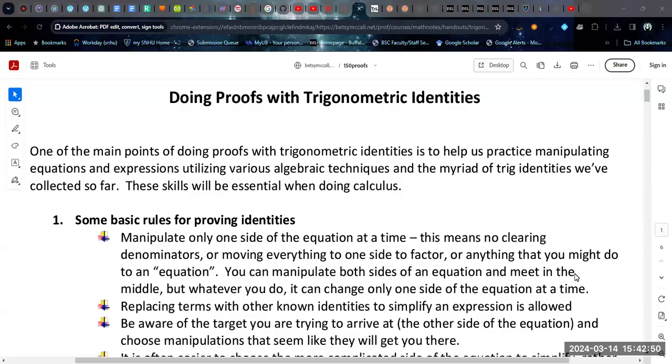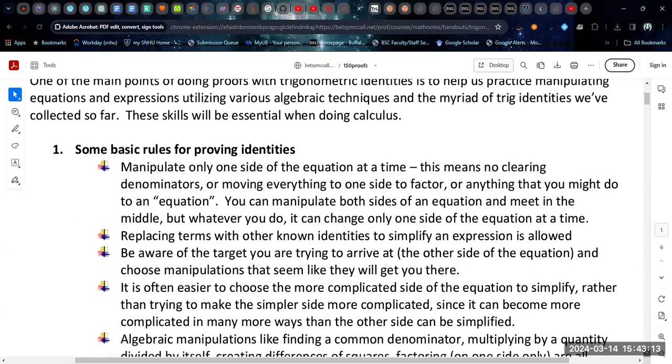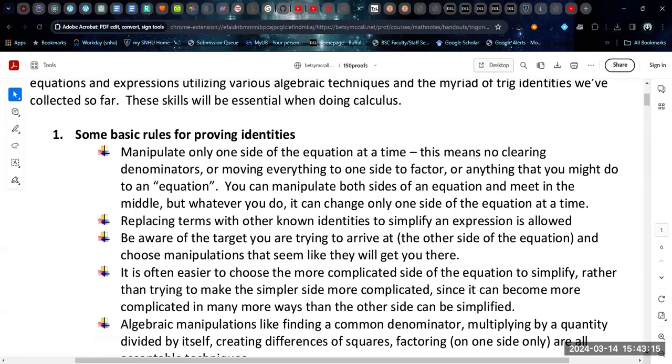All right, so in this video, we're going to do some examples for doing proofs with trigonometric identities, and we're going to talk about some tips and various strategies that you can use to complete these problems. The idea here is we want to be able to do these proofs to help practice manipulating equations and expressions with all of our various trig identities. And these skills will be essential when you go on to take calculus.